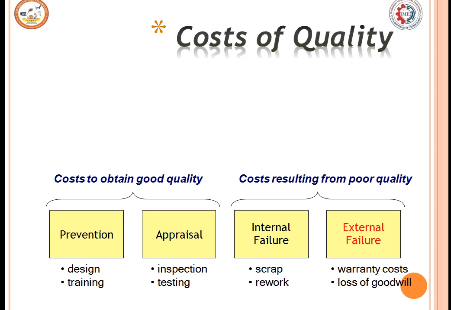If it is external failure, there is warranty cost and loss of goodwill. When we give a warranty to the customer, the product must be able to work beyond that time. If it fails below that, then that cost must be borne by the company. So loss of goodwill. If there is a failure, we will be able to do the correction with goodwill so that the product performs well.